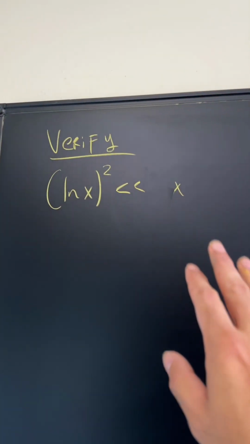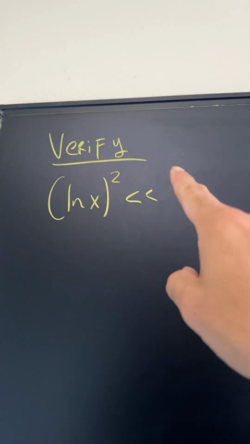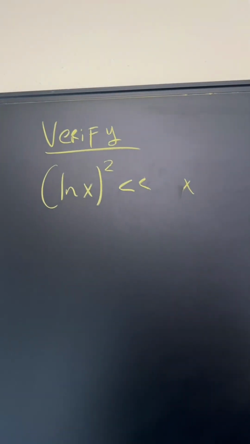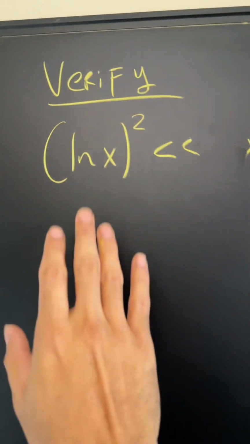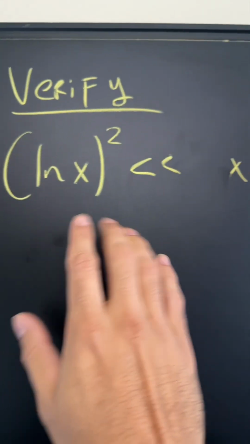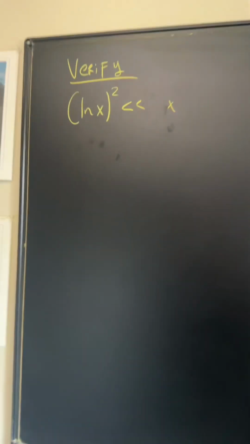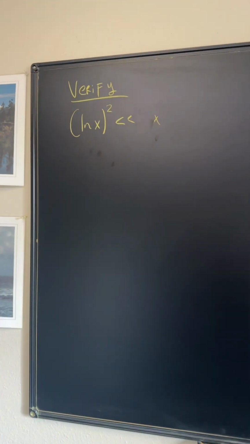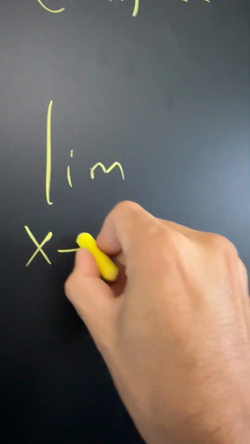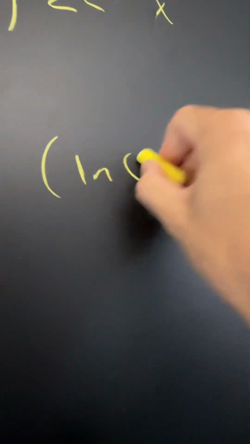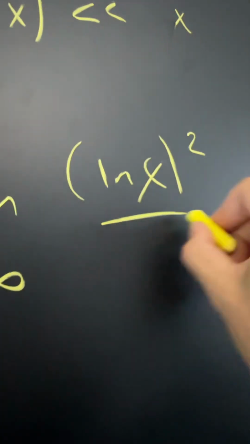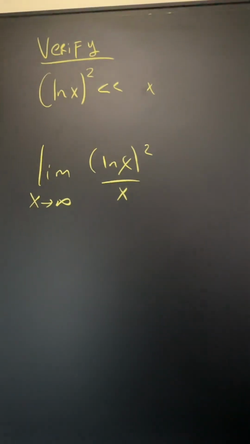So we're asked to verify whether natural log of x to the power of 2 is less than x. And as I mentioned, this basically means, is this function growing slower than that function? And the way we're gonna do this, no, we're not gonna graph, we're gonna go ahead and use a limit. We're gonna set this up as the limit as x approaches infinity of natural log of x to the power of 2 all over x. And think about what's gonna happen here.